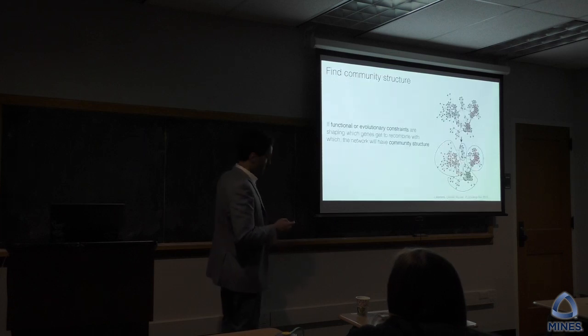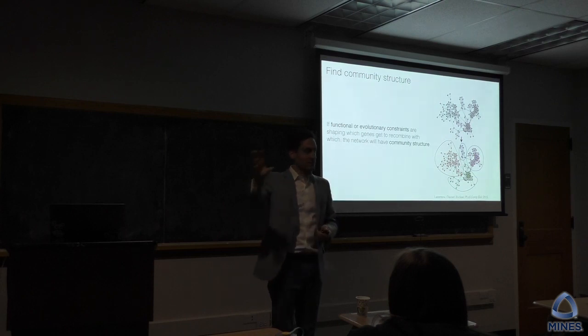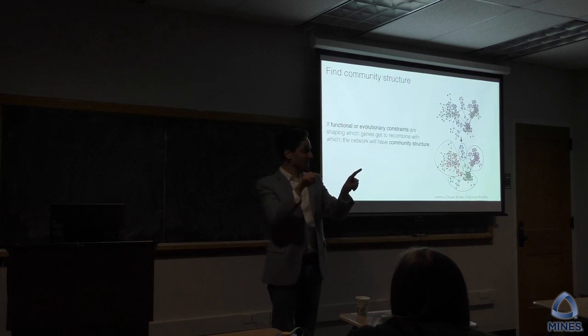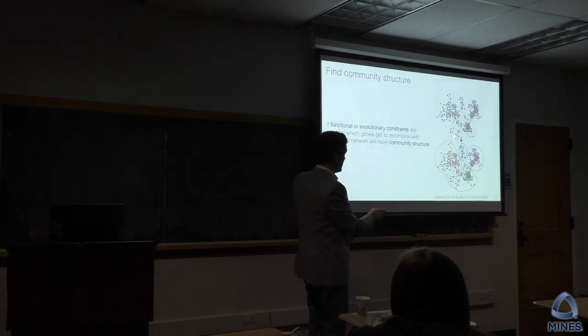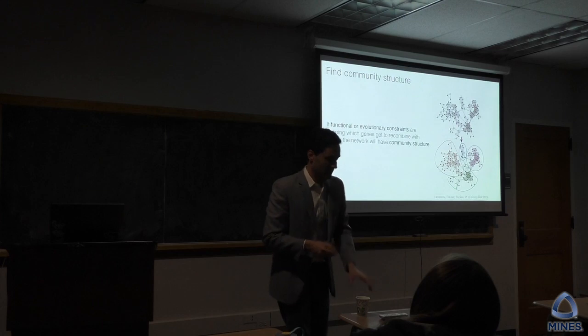The final step in this procedure is going to be to find community structure in the networks. So if functional or evolutionary constraints are shaping which genes get to recombine with which others, then the network will have community structure. We'll have these genes that tend to recombine with each other, these other genes that tend to recombine with each other. But if there's not much mixing in between, then we'll have fewer links in between those communities. So if we build the networks and then use a way to find structure, then we can start to analyze, there's some kind of mechanism in the body or in the binding process that's actually pushing these genes to be separate from the adjacent groups. So that's the overview of the idea in theory.